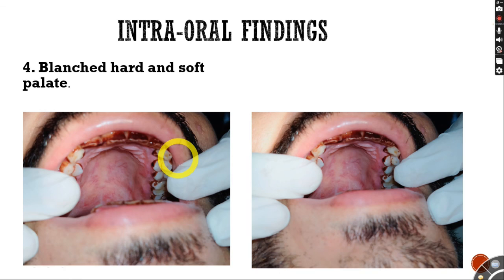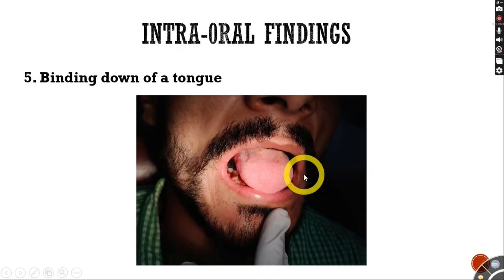The fourth intraoral finding was that the disease had affected the hard and soft palate as well. You can see the blanched hard and soft palates. Now, the binding down of the tongue is because of involvement of the lateral and posterior tongue in patients of oral submucous fibrosis.